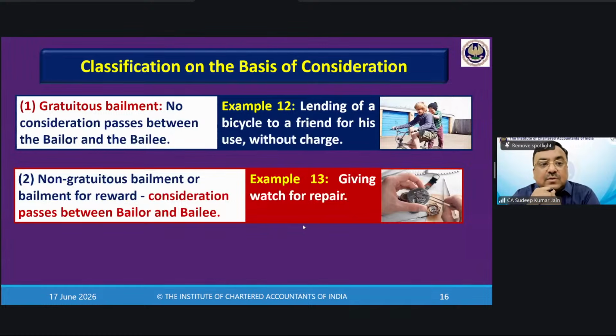Gratuitous: no consideration passes between the bailer and the bailee. It means it is for the exclusive benefit of either the bailer or the bailee, only one party gets the benefit. Examples: lending a bicycle to a friend for his use without charge, giving a book to a friend for examination purposes. Non-gratuitous: consideration passes between bailer and bailee, like giving a watch for repair.